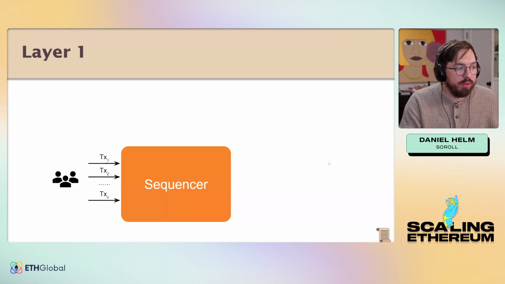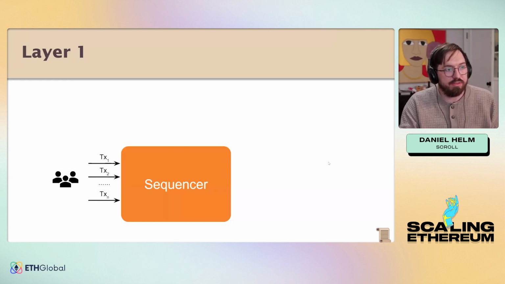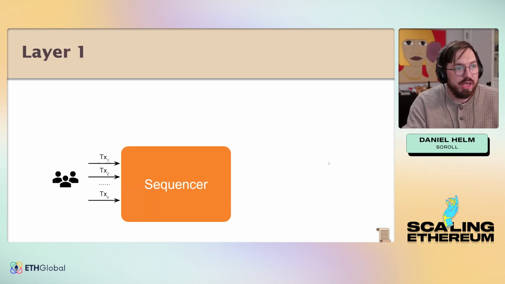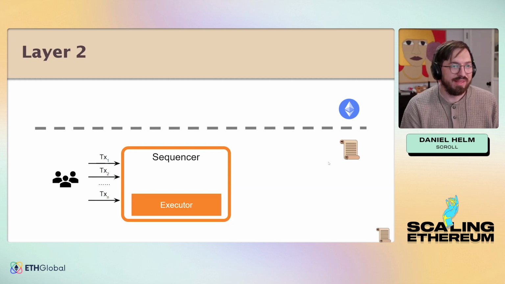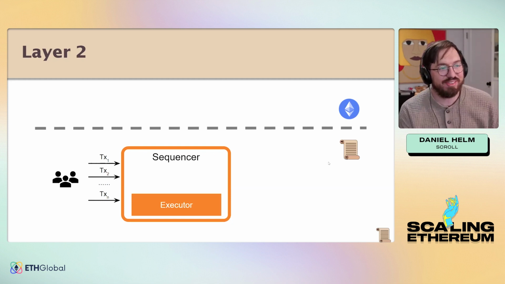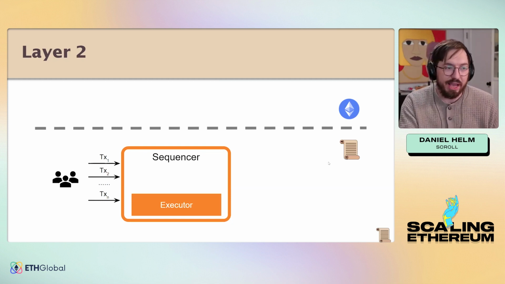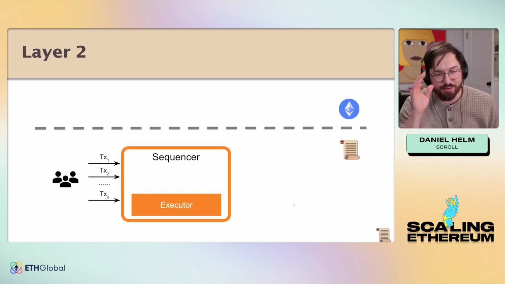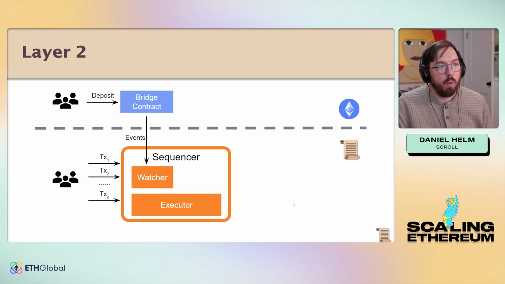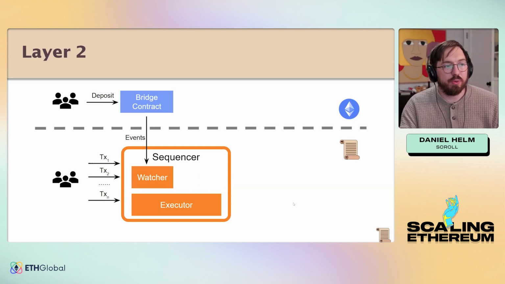So I'd like to just take a quick look at what it looks like as transactions come into our sequencer. Let's jump into a layer 2. We have transactions, they come into a sequencer and they get executed, right? Our execution environment is just Geth, if you're familiar with it, just slightly modified. But what happens is our sequencer does a few things.